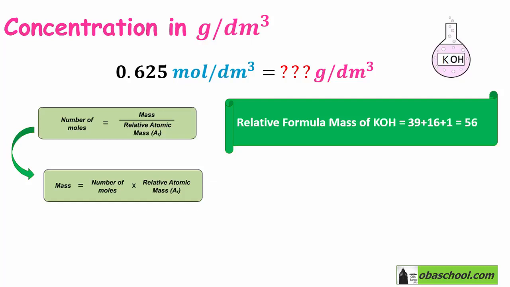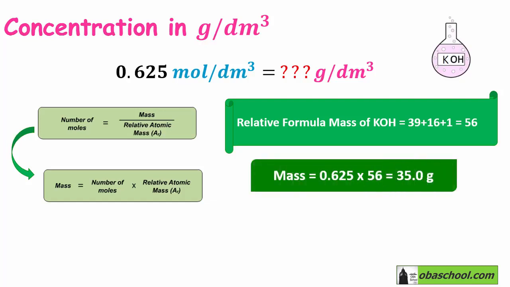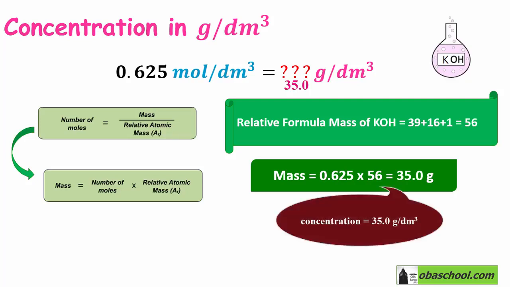So now let's find the mass. The mass will be equal to 0.625, which is the number of moles, times the relative atomic mass, which is equal to 56, and this is equal to 35.0 grams. And this means that if we have 0.625 moles in dm³, this is equivalent to 35 grams in dm³. So the concentration is equal to 35.0 grams per dm³.